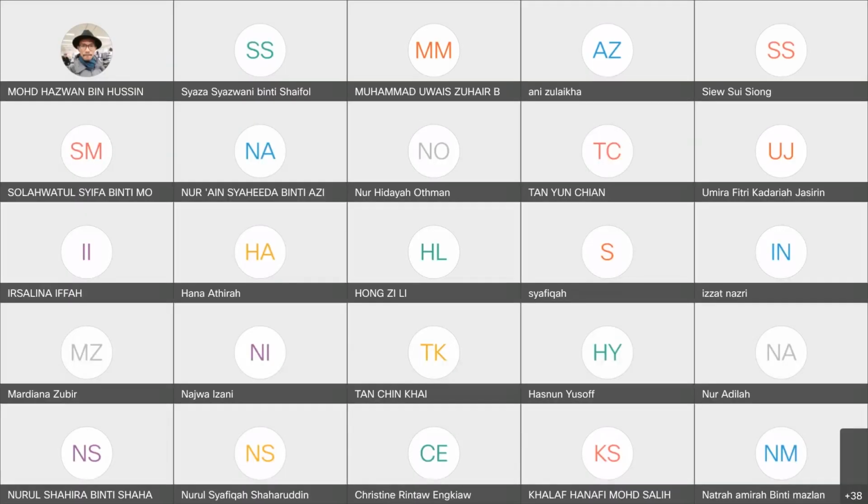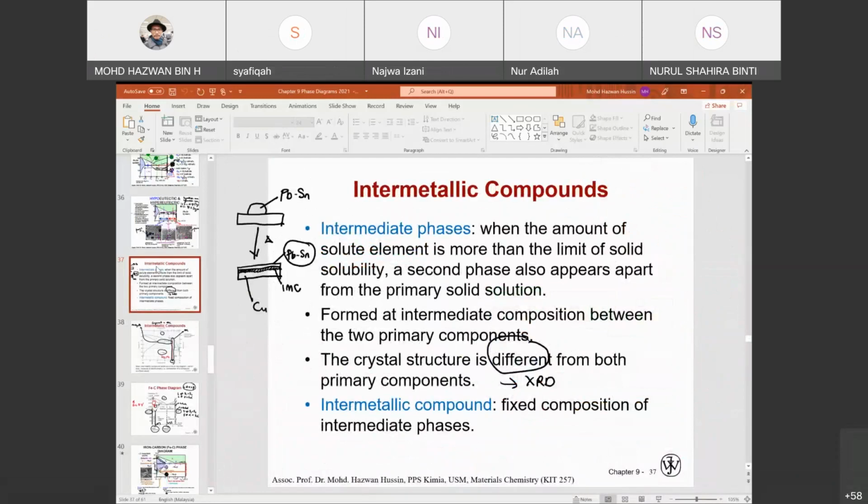Okay, so for today, before we resume our last part, I'm going to recap a bit of what we have learned yesterday. Basically, yesterday we went through a few things related to intermetallic compounds, starting with the definition of intermetallic compounds.